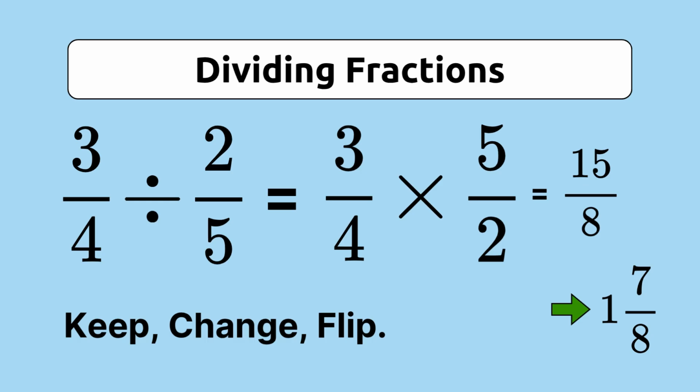Since the answer is an improper fraction, meaning the numerator is higher than the denominator, we can simply convert it into a mixed fraction. We divide 15 by 8, 8 goes into 15 one time, so our whole number is 1, we have a remainder of 7 because 15 minus 8 is 7. The remainder becomes the numerator and we just keep the original denominator.